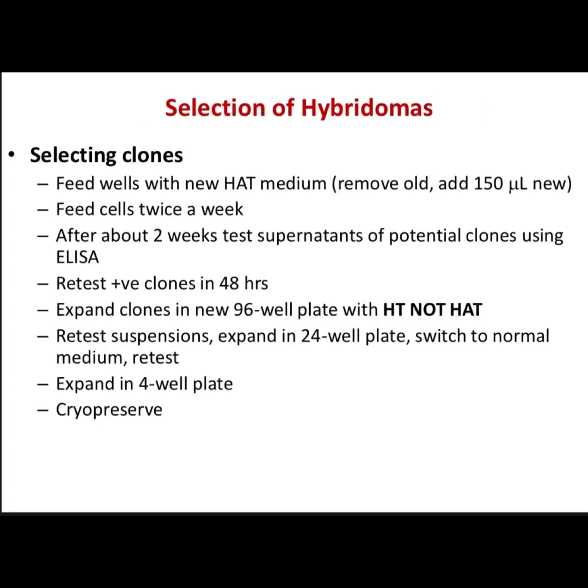Selection of hybridomas, selecting clones. Feed wells with new HAT medium. Feed cells twice a week. After about 2 weeks, test supernatant of potential clones using ELISA. Retest positive clones in 48 hours. Expand clones in a new 96 well plate with HT, not HAT. Retest supernatants. Expand in a 24 well plate. Switch to normal medium. Retest. Expand in a 4 well plate. Cryopreserve.